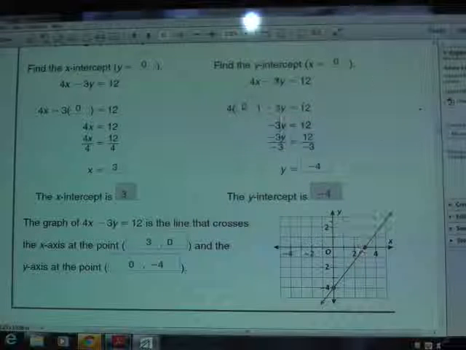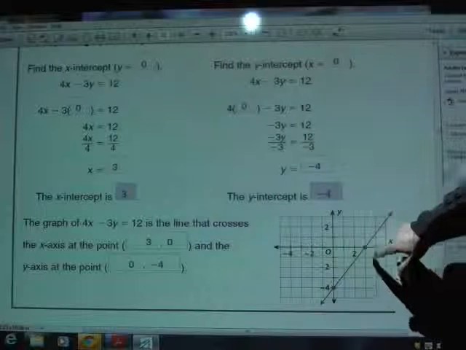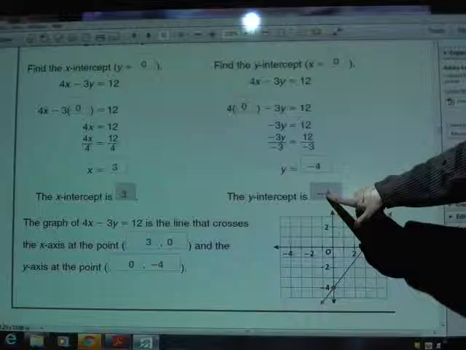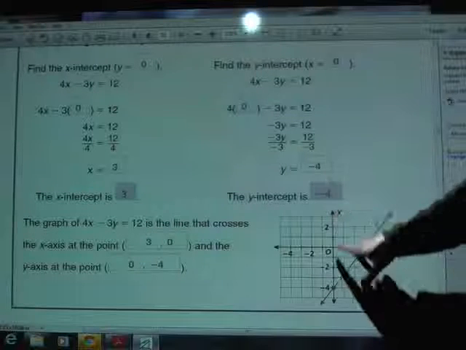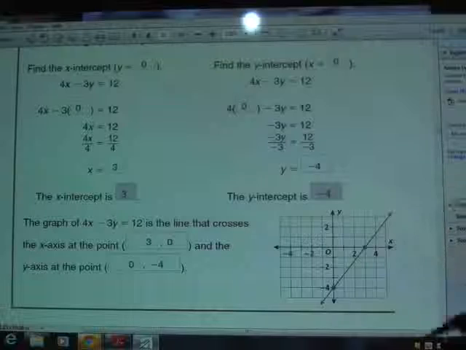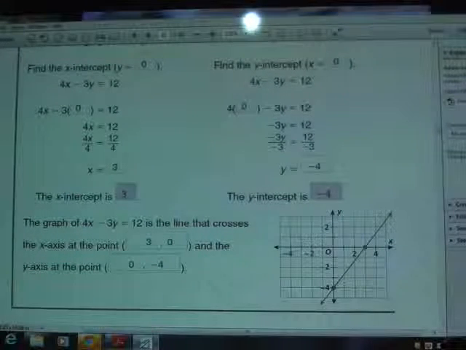And indeed, here you can see that. All right, we just figured out that the x-intercept is 3. So on the x-axis, I'm going to put a dot at 3. The y-intercept, again, is negative 4. So on the y-axis, I put a dot at negative 4. I connect those points, and that's the graph of the line 4x minus 3y equals 12.